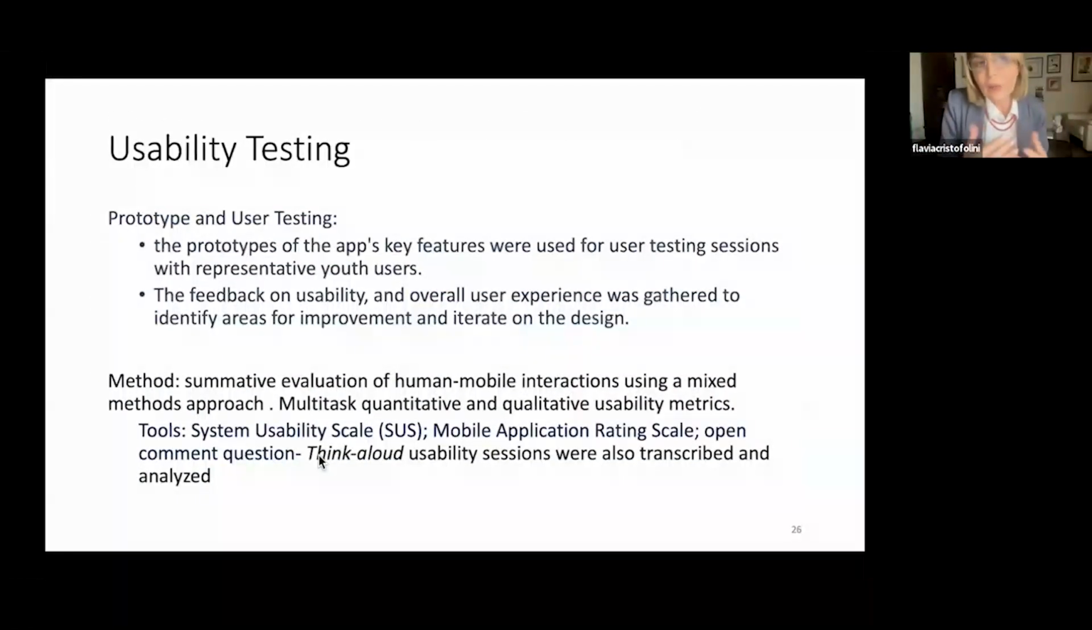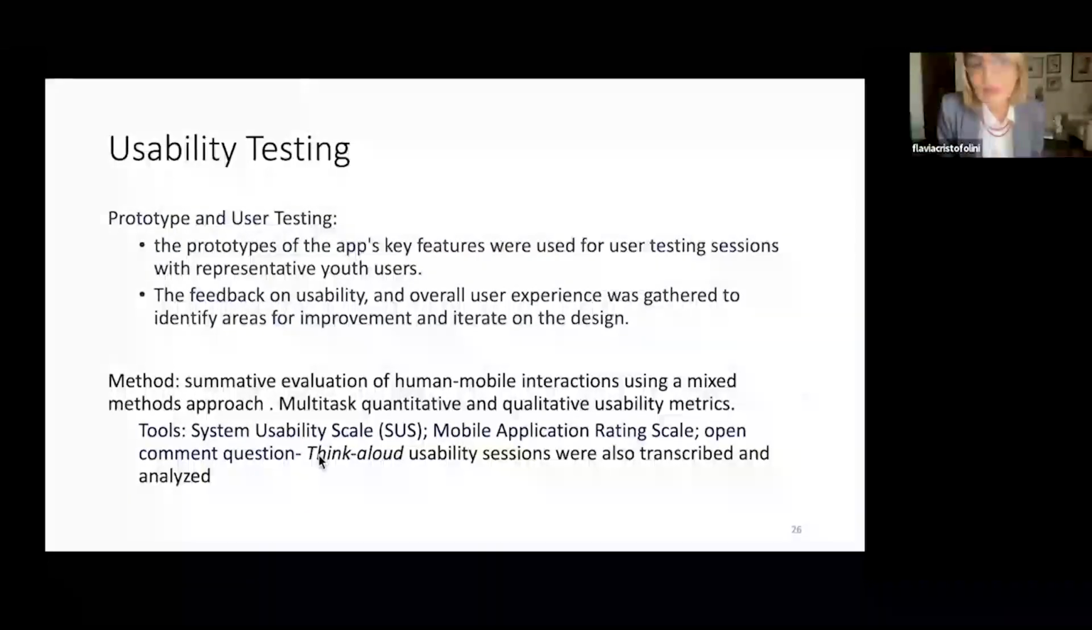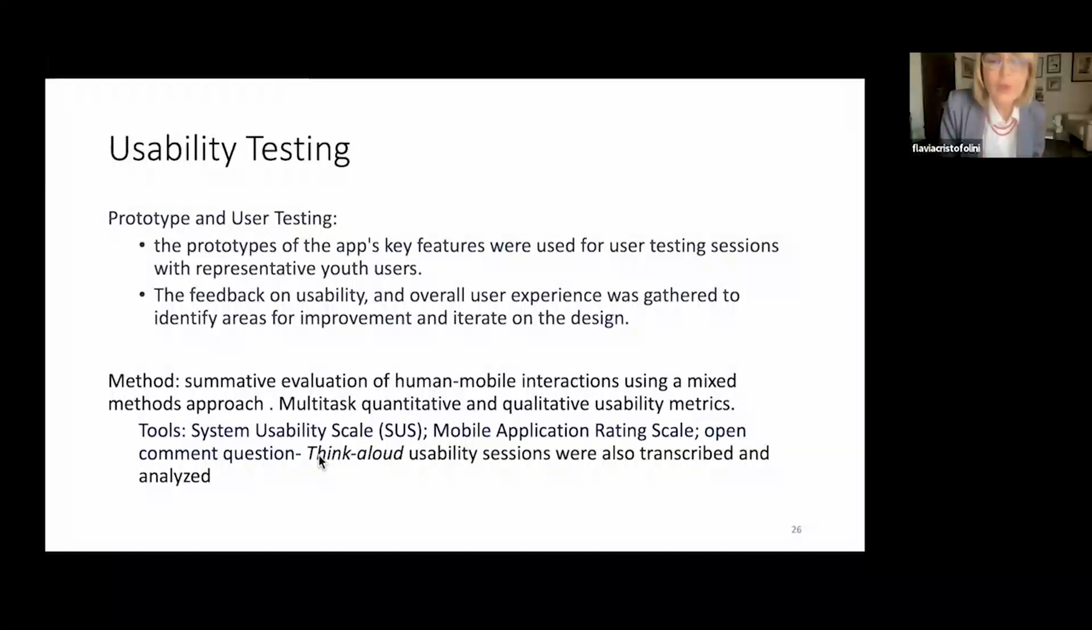And finally, as regards the usability testing, we'll be doing it next week. We're going to assess how the key features will be used by the young people. There will be individual usability testing, there will be video recording, and we will assess their behaviors in using the app through the System Usability Scale, so validated tools, the Mobile Application Rating Scale, and an open comment question with a think-aloud method, which will be transcribed and analyzed. So it will be a mixed method, quantitative and qualitative, with usability metrics. This is always in the effort to give evidence-based and scientific method-based results for our research and study of the app.